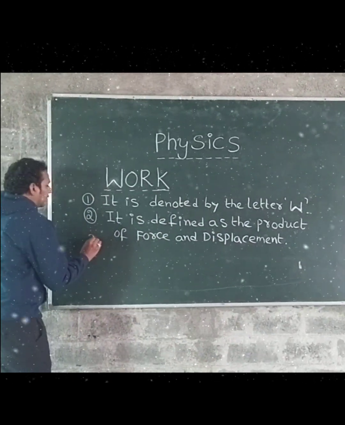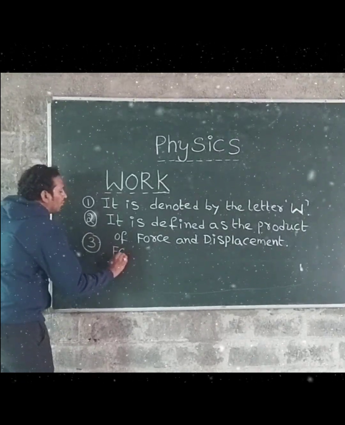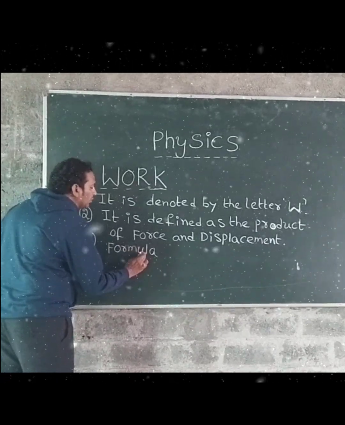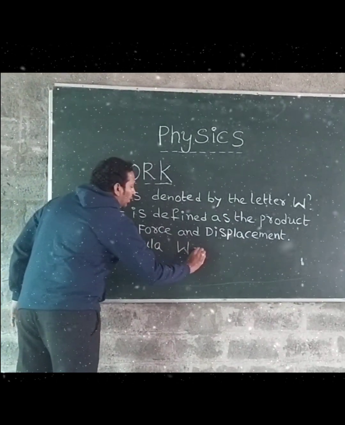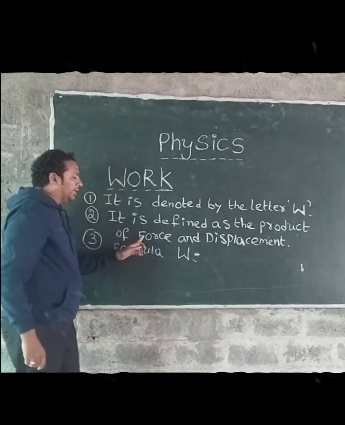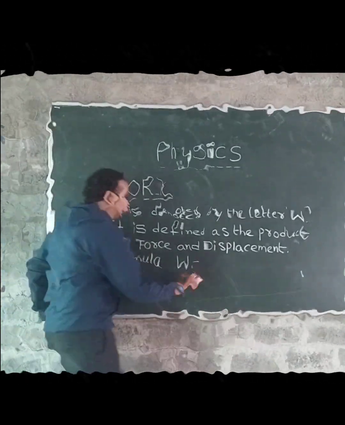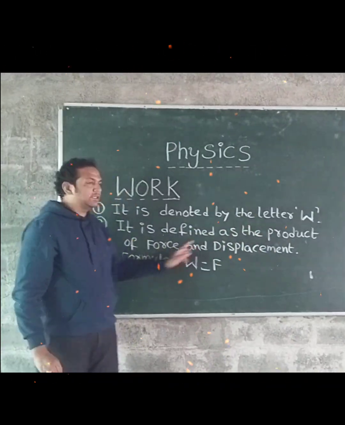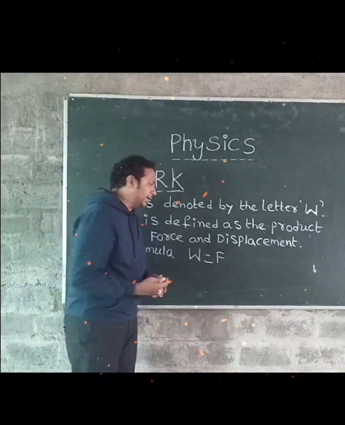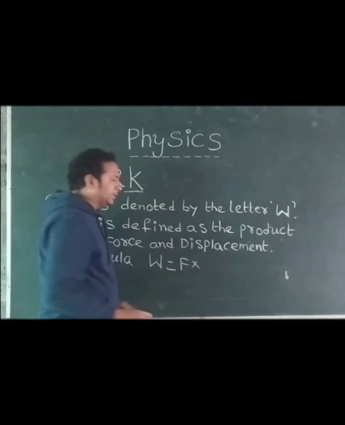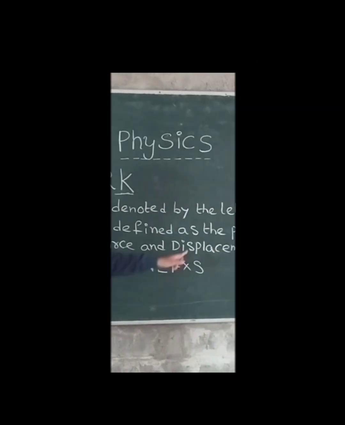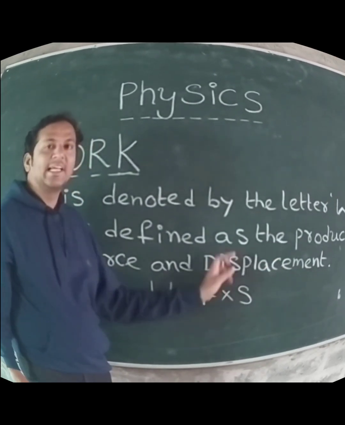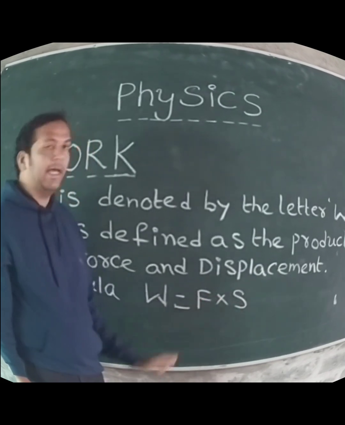What is the formula for this? Please write down. The formula is W equals F into S. The symbol of work is W, force is denoted by F, and the symbol of displacement is S. You are right, S stands for displacement. You can write it as displacement, my dear students.